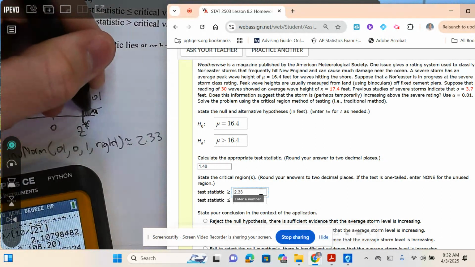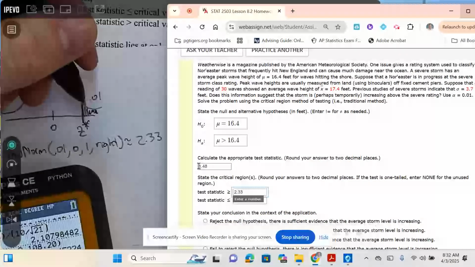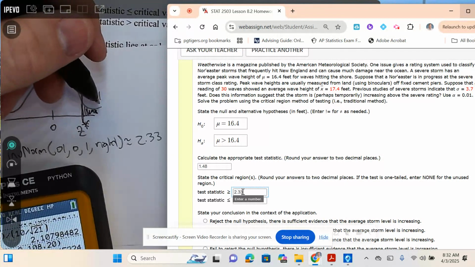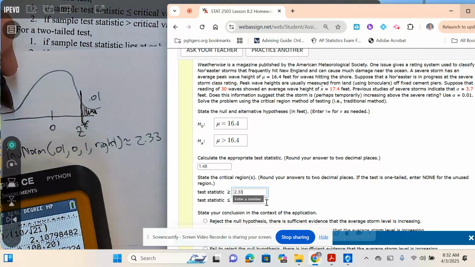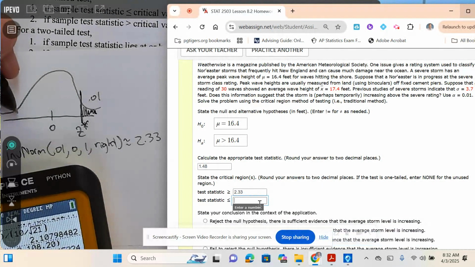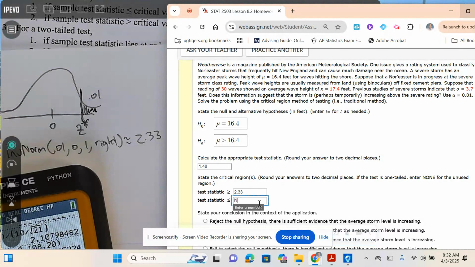So what I'm doing here, I went a little too fast there. It has to be greater than, we need for this to be significant, it has to be greater than 2.33. Now, what do I put for less than or equal to? Well, in less than or equal to, there's no bottom boundary. There's no bottom tail. So this will just be none.